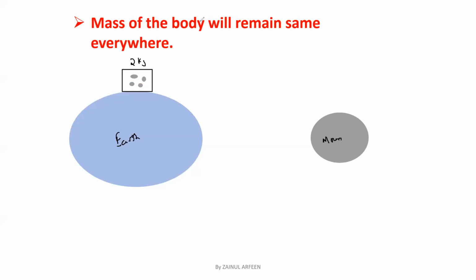Now what we did, we took the same object to space and then we placed that object on the surface of the moon. The number of particles does not change, it remains 4. So the question is, what happened to the mass of the object? Will it be more than 2 kg, less than 2 kg or equal to 2 kg on the moon?